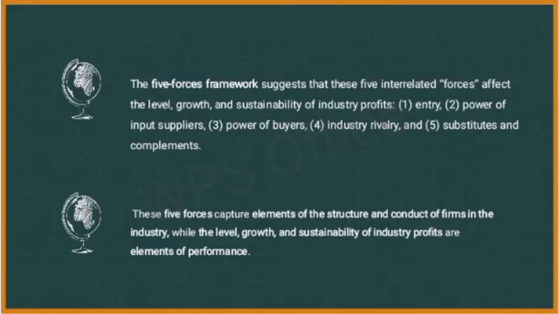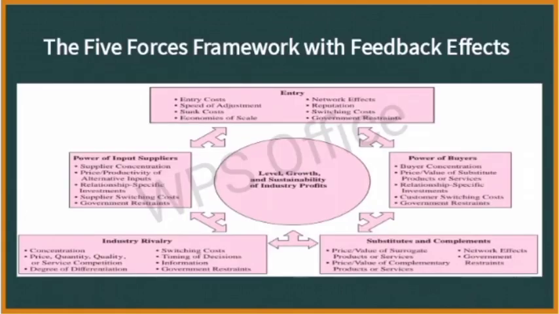Now, the 5 forces framework suggests that these 5 interrelated forces affect the level, growth, and sustainability of industry profits. The 5 interrelated forces, namely entry, power of input suppliers, power of buyers, industry rivalry, and substitutes and complements. These 5 forces capture elements of the structure and conduct of firms in the industry, while the level, growth, and sustainability of industry profits are elements of performance. This is what the 5 forces are composed of.